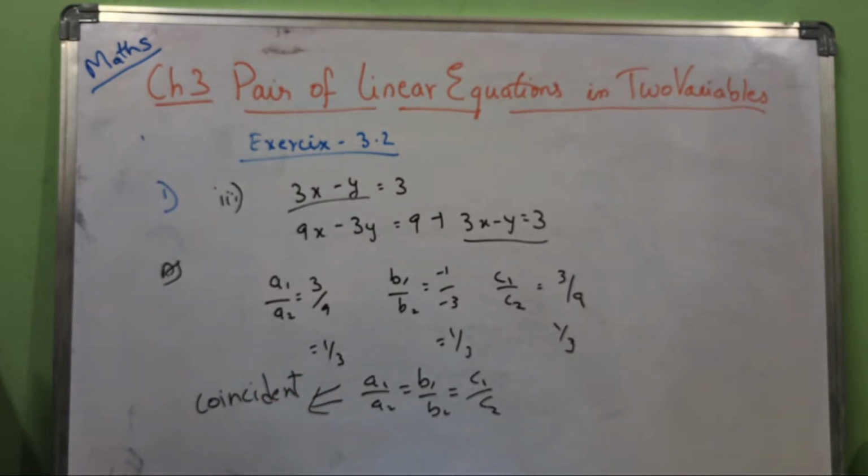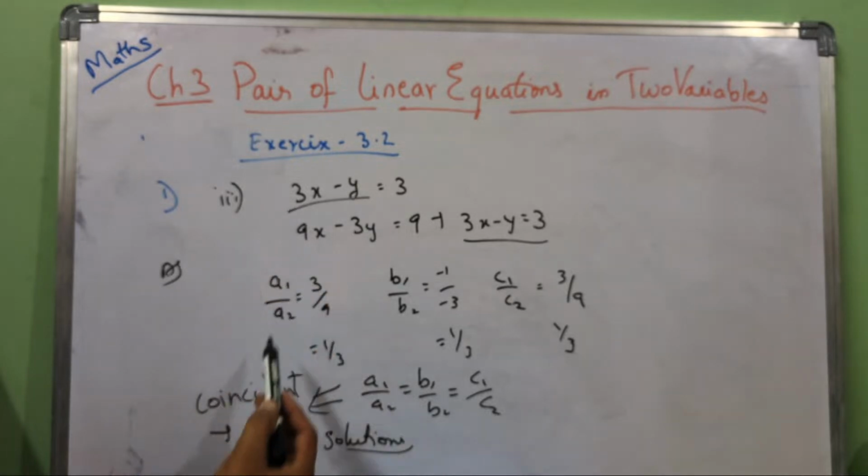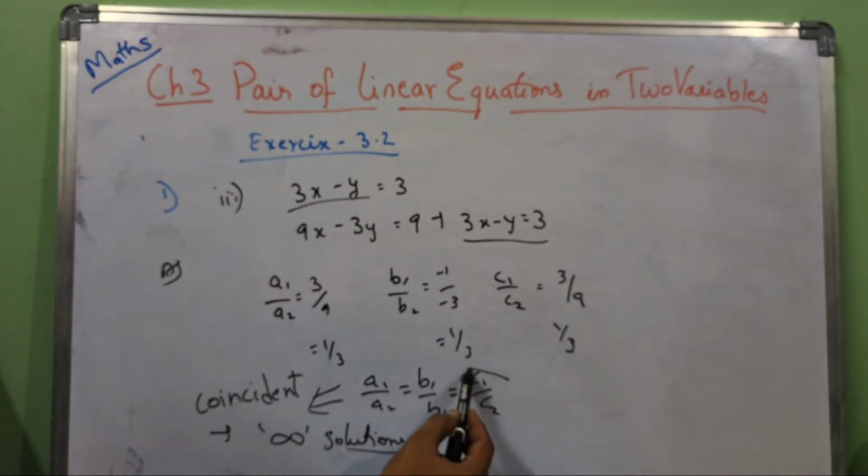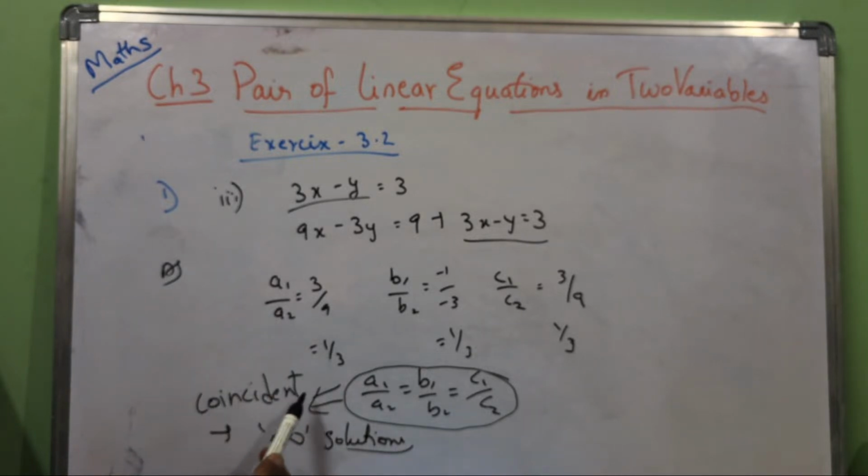We need not solve this question, because for coincident lines we can give the final answer directly, which is infinite solutions. So no need to use the graphical method, substitution method or elimination method. As these two equations satisfy the condition a1 by a2 is equal to b1 by b2 equal to c1 by c2, we can simply say they are coincident lines. Coincident lines, the condition is infinite solutions. No need to solve it, simply say yes, this satisfies the coincident lines condition, and so we have infinite solutions.